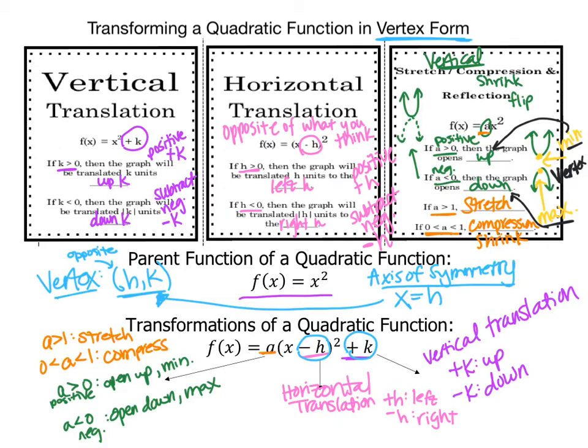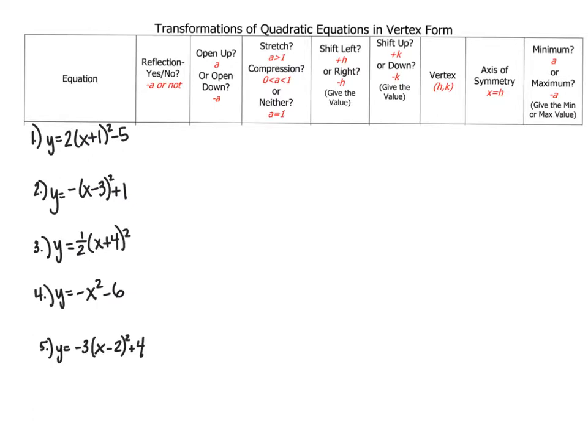So there's lots of information that we can get just by knowing the placement of the numbers in our equation. So let's look at a few examples here. We want to analyze each of these equations to find every different element that we've talked about here.